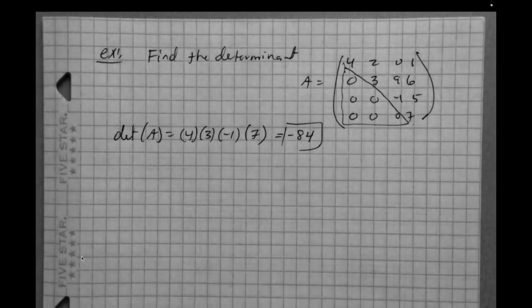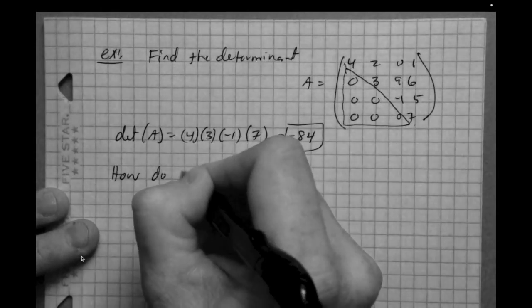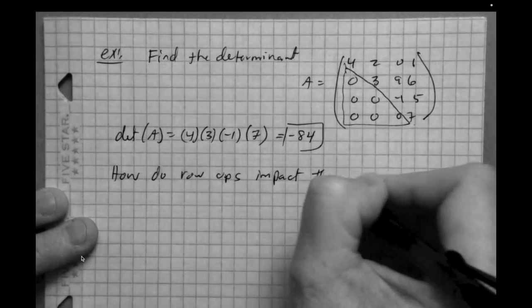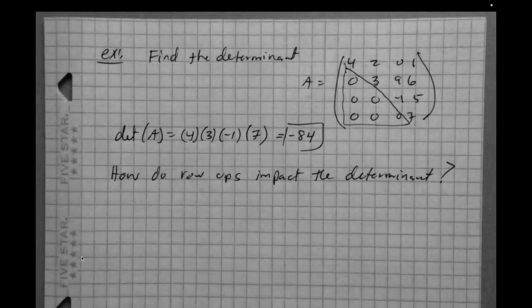All right, so this gets us part of the way. The next thing we need to be able to say is that row operations do not impact the determinant of the matrix. Or, more likely, if they do, how can we account for it? So, how do row operations impact the determinant? That's the big question here.